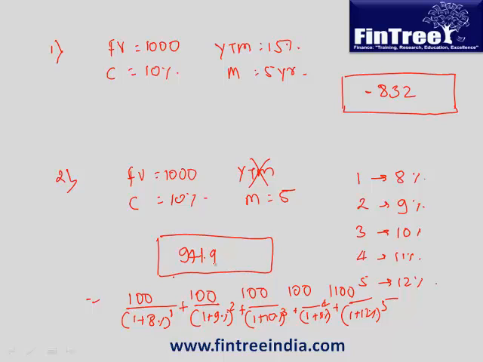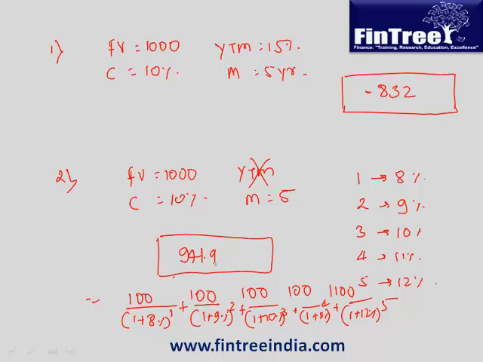100 on your screen divided by 1.08. 100 divided by 1.08 equal to, how much is that? Then say STO1. Then 100 divided by 1.09 x square, equal to, how much is that? 84. STO2, that's your second memory slot.